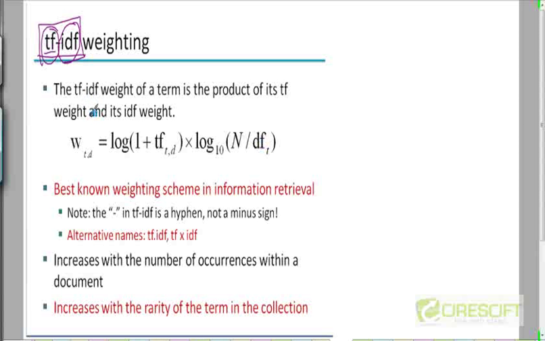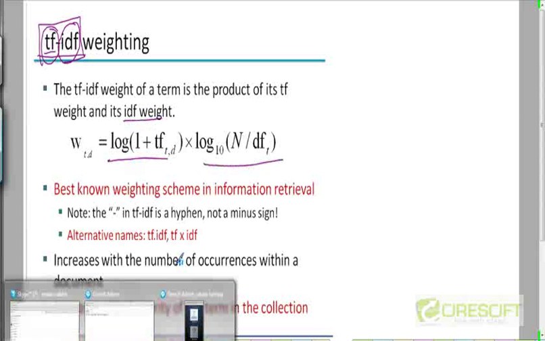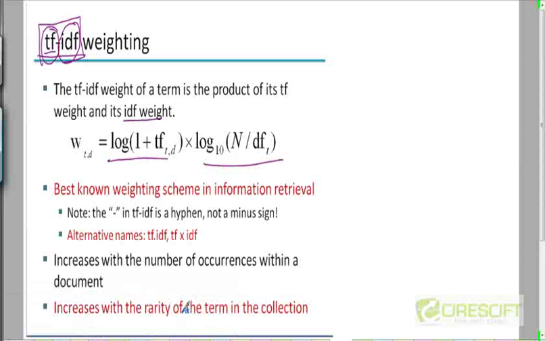Yeah, thank you. So the TF-IDF weight of a term in a given document is the product of its term frequency weight, and the term frequency weight is log of 1 plus TF, and its IDF weight, which is this particular weight. And this is the best known weighting scheme in information retrieval.